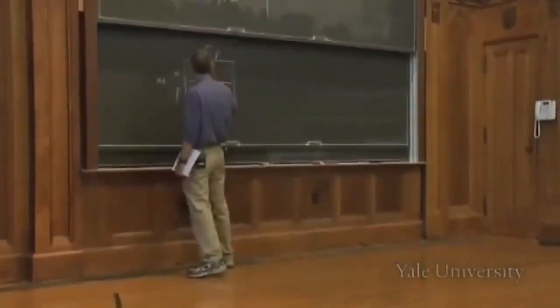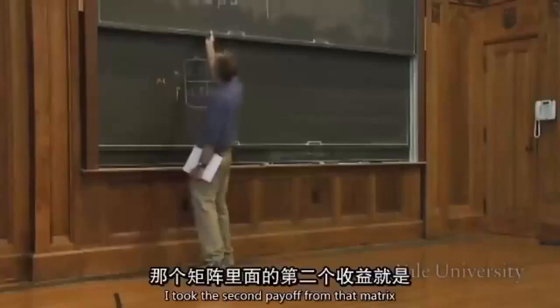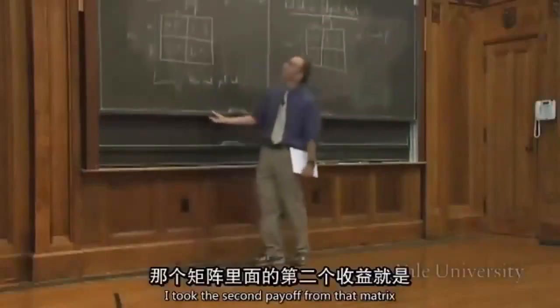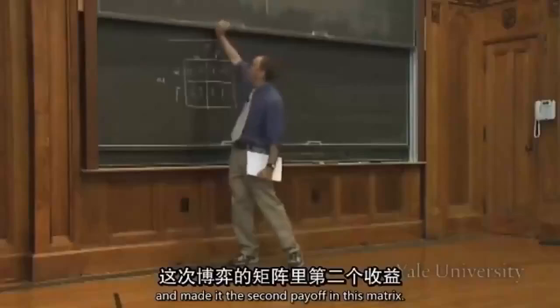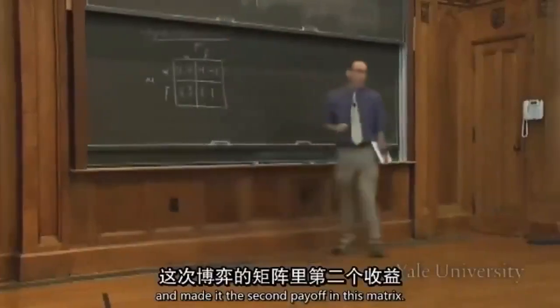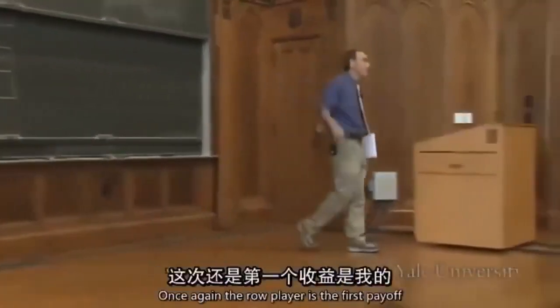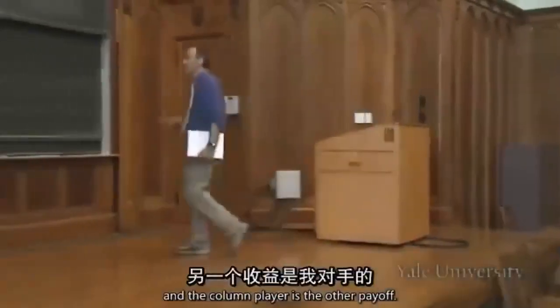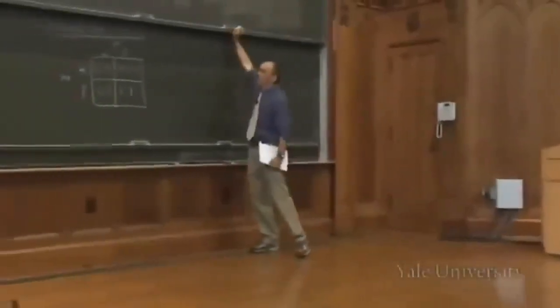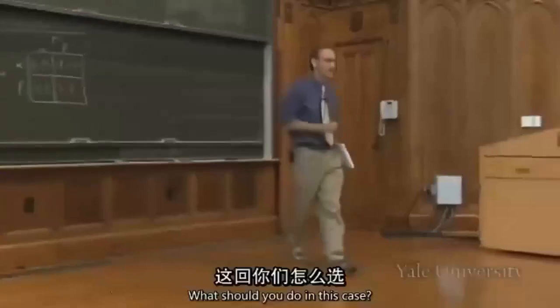Okay, I took the second payoff from that matrix and made it the second payoff in this matrix. Everyone see how I did that? Once again, the row player is the first payoff and the column player is the other payoff. All right, what should you do in this case?